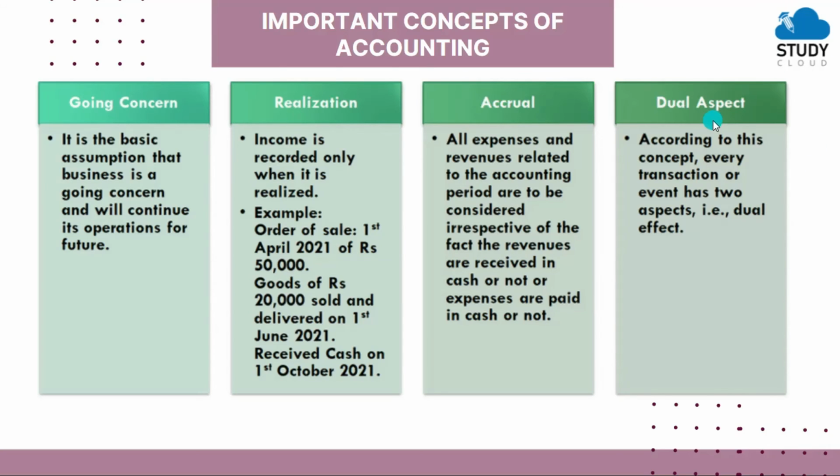Then dual aspect. Now every transaction in accountancy will have two effects. This is very important here. Dual effect is the most important part in accountancy. With the help of this dual effect, we will solve many chapters which are going to come in this subject.